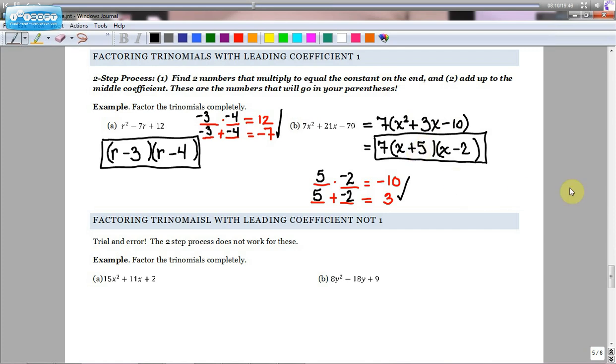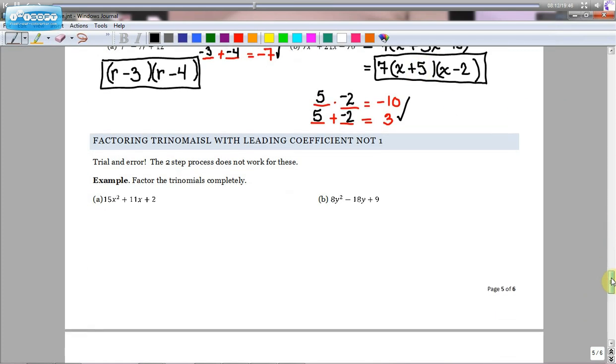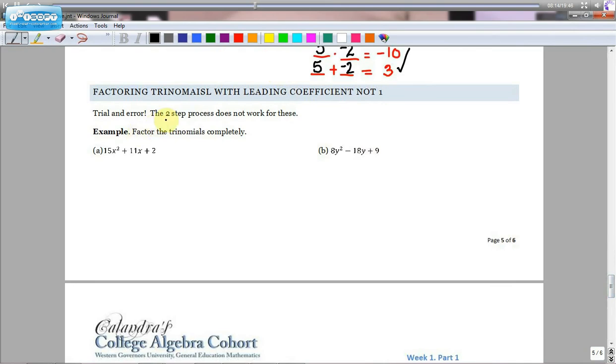this two-step process. Now, if you have a trinomial that does not have a leading coefficient of 1, the two-step process does not work for these. And what you're going to have to do is use trial and error and check with FOIL.